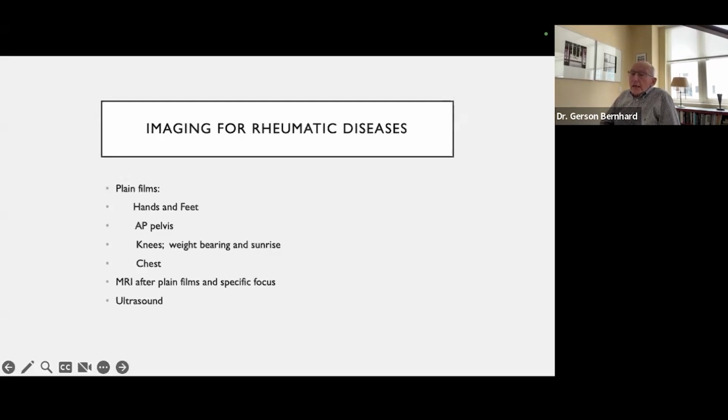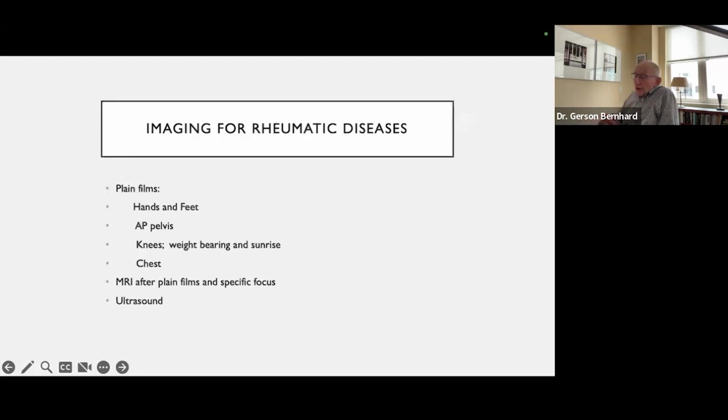So you'll get the MRI perhaps after you get the plain films, and you'll then ask for it for specific reasons. I would urge that you always discuss or get some sort of note to the radiologist of why you want this imaging done, whether it's plain films or an MRI.